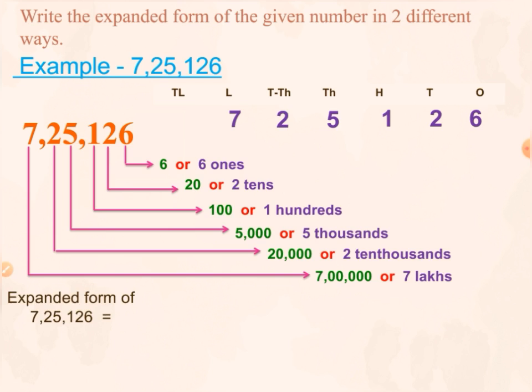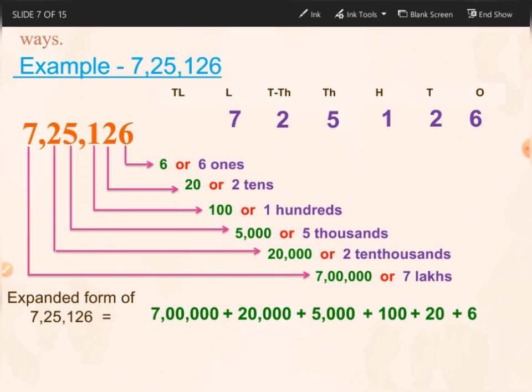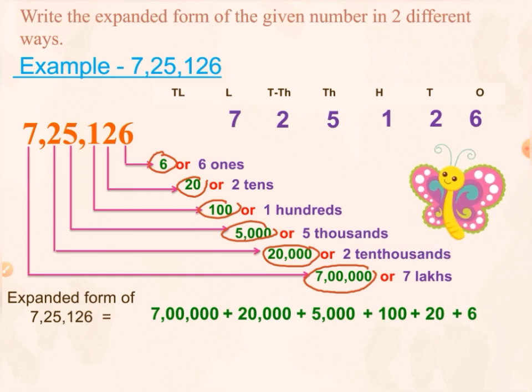So the first way we'll write them in figures. As you can see, we have written the place values in figures also and in words also. So let us write them. So here it will go like 7 lakh plus 20,000 plus 5,000 plus 100 plus 20 plus 6. Okay, so what have we done? We have taken the place values of each digit and then we have added them to write them in expanded form. Okay, similarly we'll write them in words also.